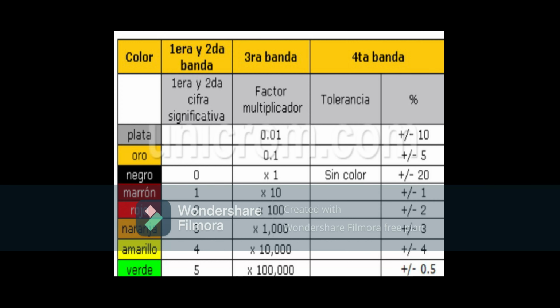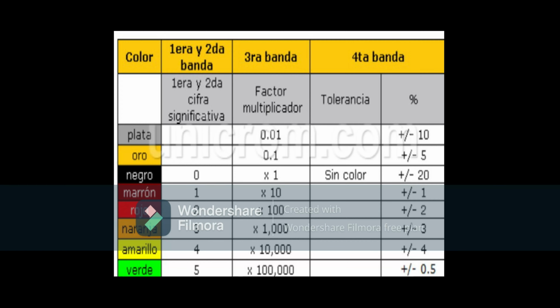Example of using color coding. If a resistor has the following color bands: red, yellow, green, and golden, the resistor has a value of 24 million ohms, plus or minus 5%. The maximum value of the resistor is 25,200,000 ohms. The minimum value of the resistor is 22,800,000 ohms. The resistor can have any value between the maximum and minimum calculated.